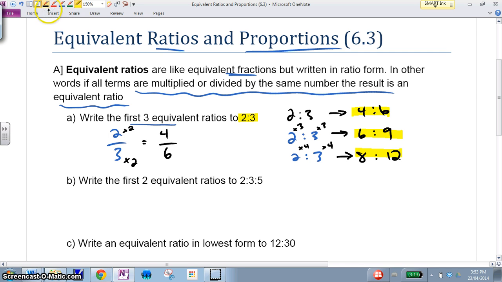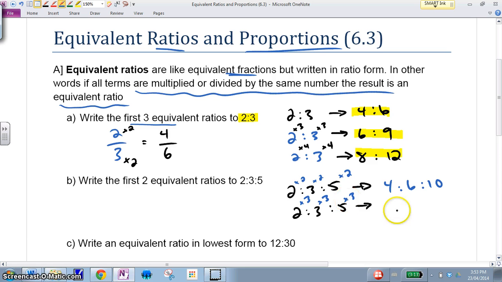We can do the same thing with 3-term ratios, 2 to 3 to 5. First two equivalent ratios, so 2 to 3 to 5. First, we could multiply by 2's all the way along, first number, second number, third number, and we can get 2 times 2 is 4, 3 times 2 is 6, 5 times 2 is 10, 4 to 6 to 10. Or you can multiply by 3's all the way along, and we get 6 to 9 to 15. Alright? So now, that initial ratio is equivalent to those other 3-term ratios.